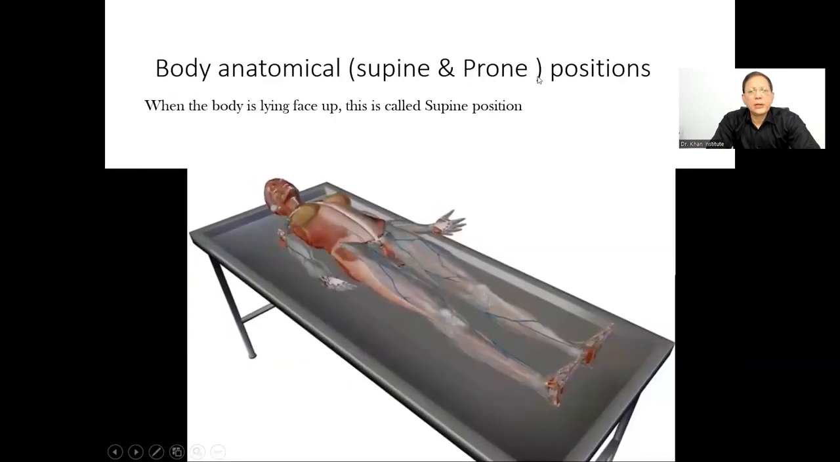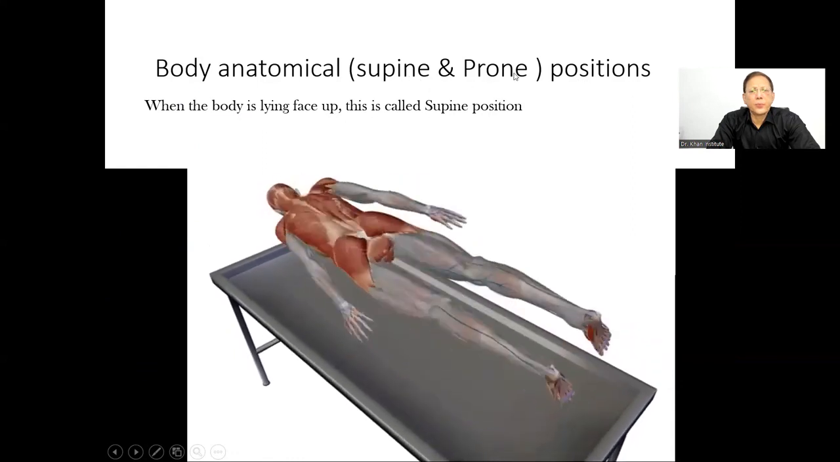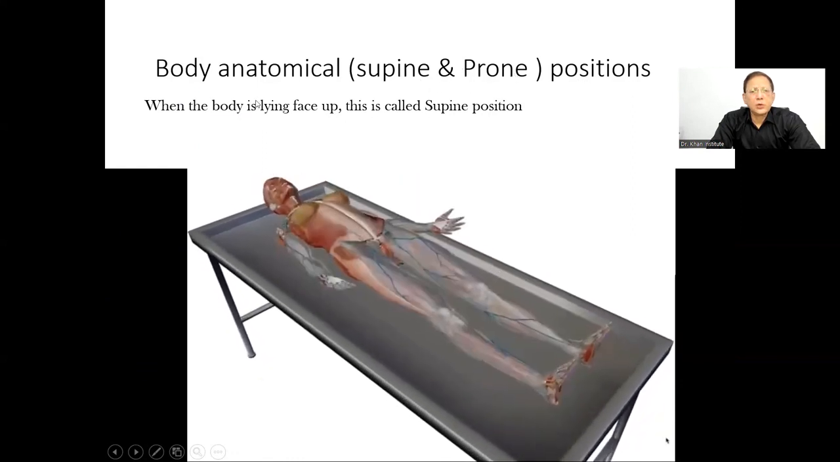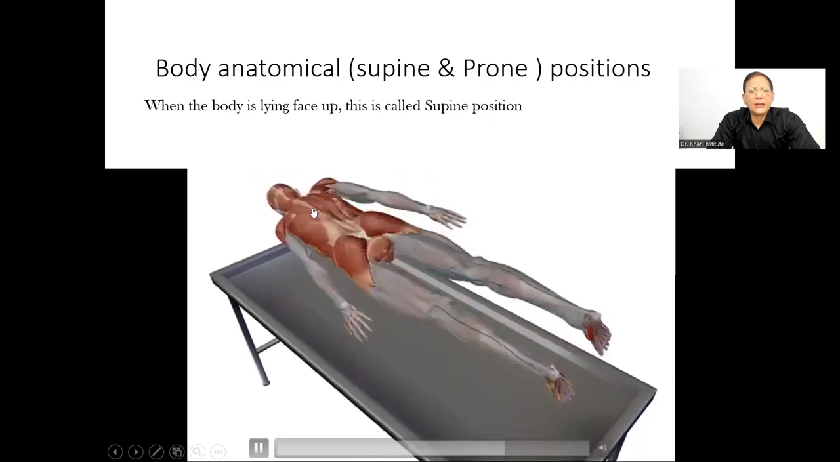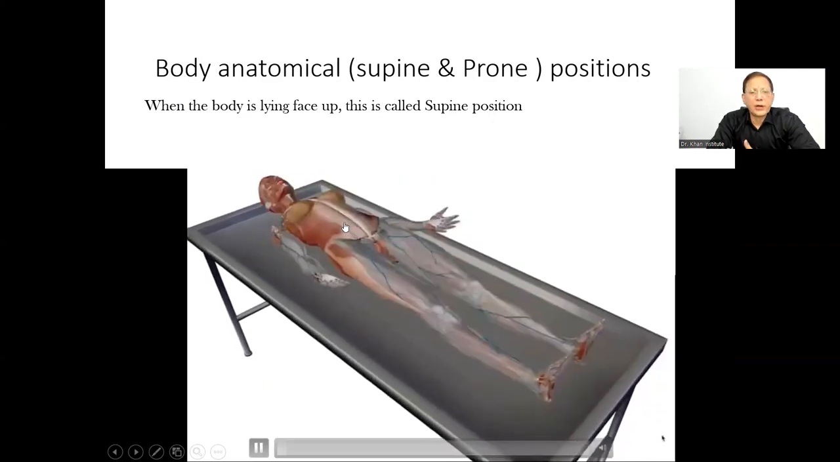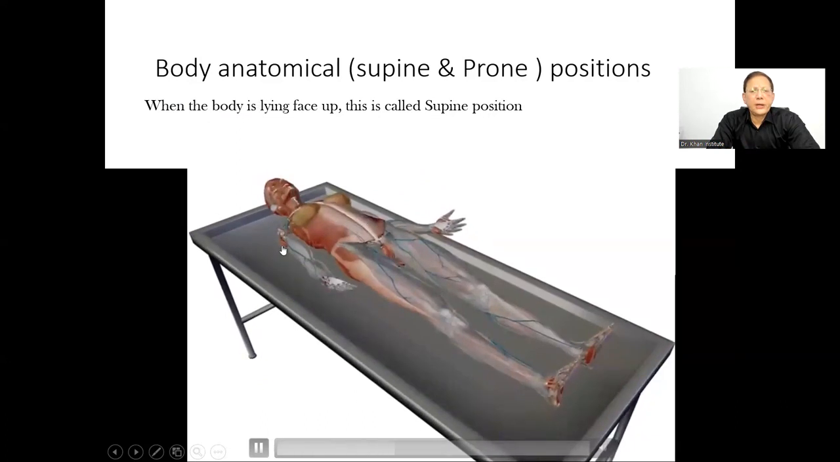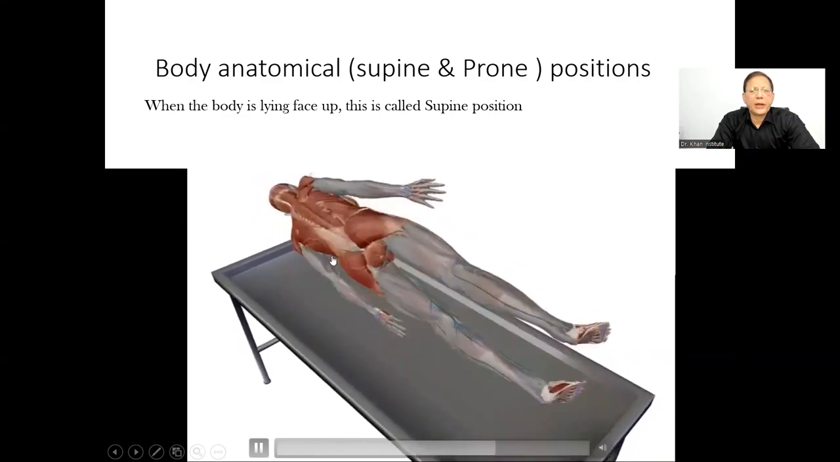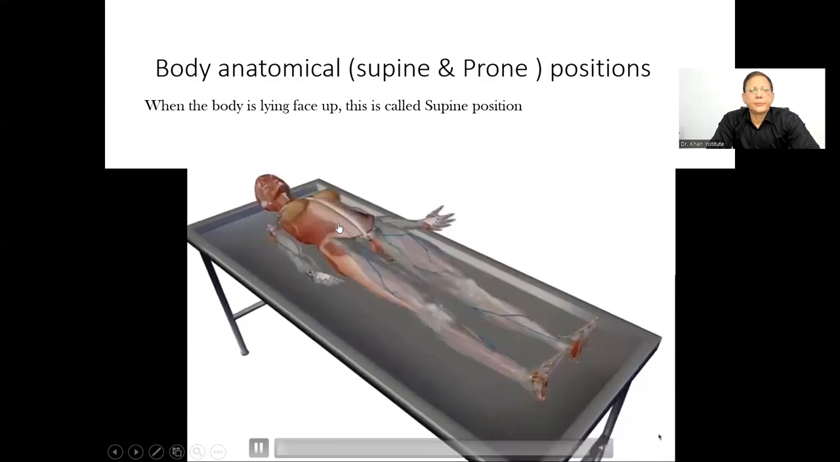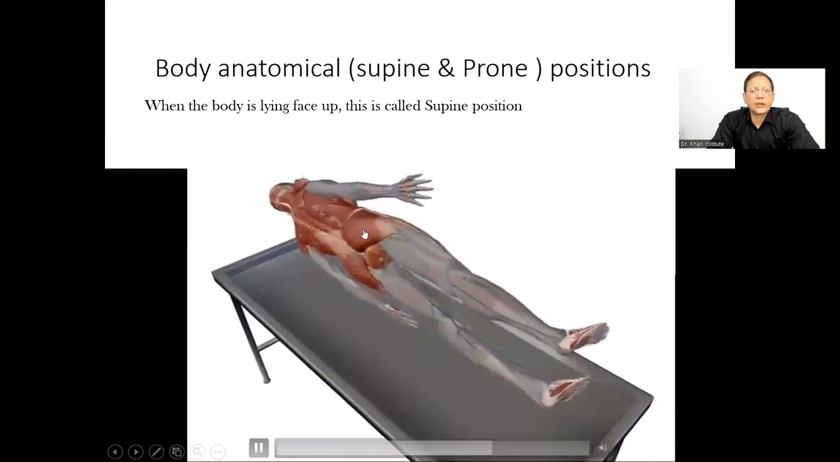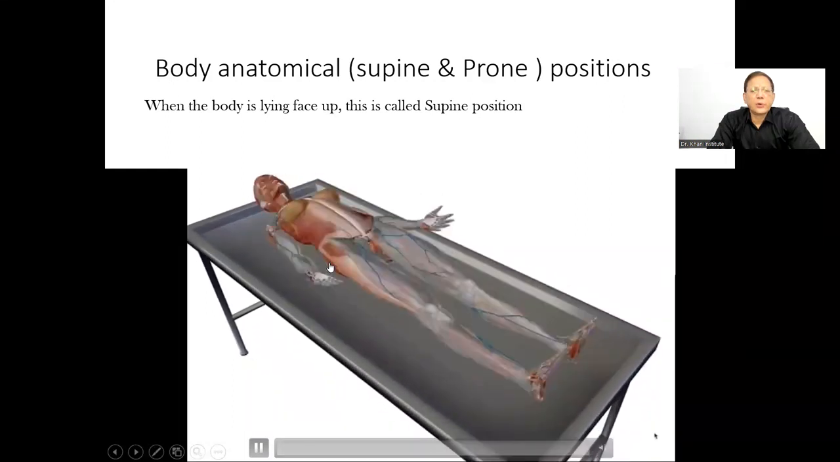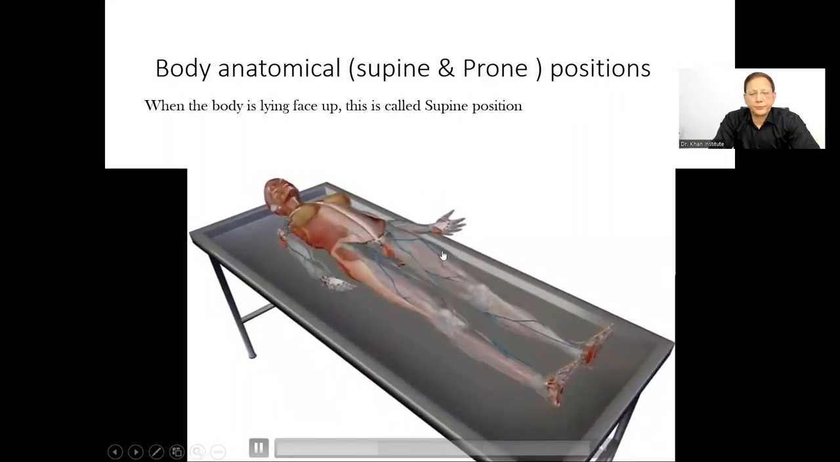Body anatomical positions include supine and prone position. Supine means when the person is lying with the front of the body up and the back of the body behind, and prone means the back of the body is facing up and the front of the body is facing down.